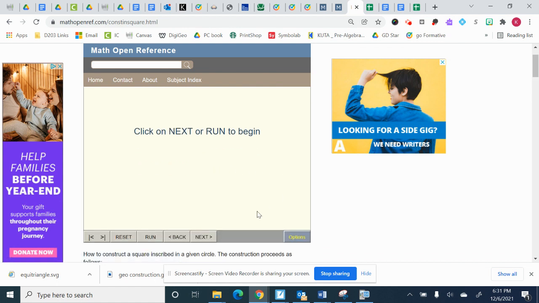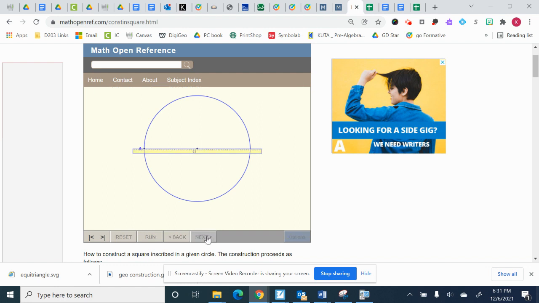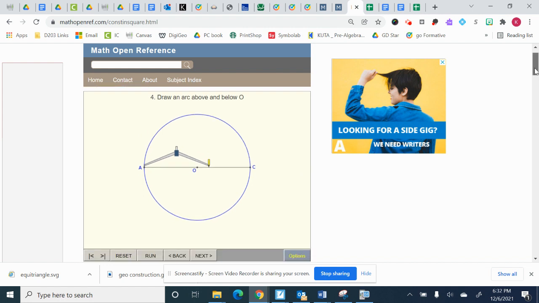And last one, square inscribed in a circle. So we start by creating the diameter, which means connect the center and 2 points on the circle. Draw an arc above and below. So you stretch it past the radius. So it looks like it's trying to create the perpendicular bisector here. And then you connect all the way through.